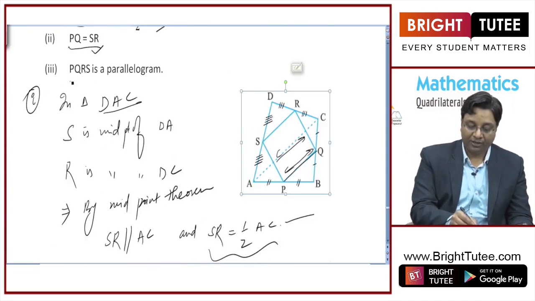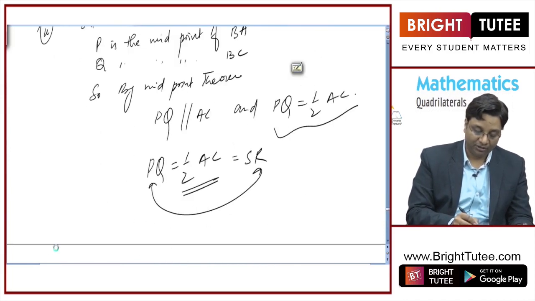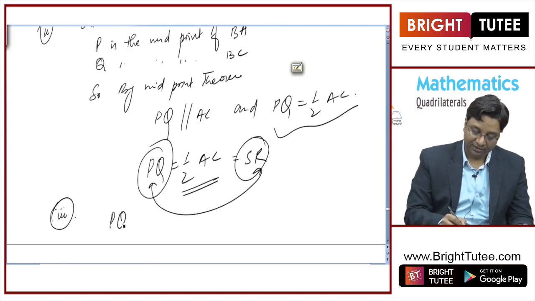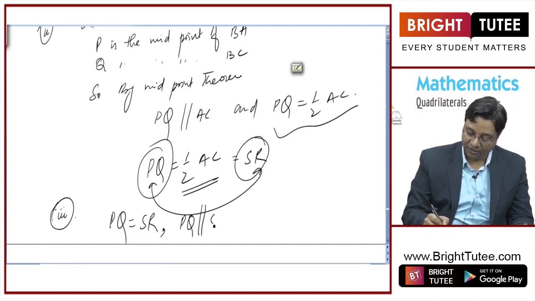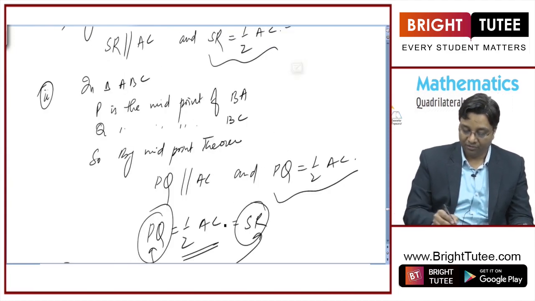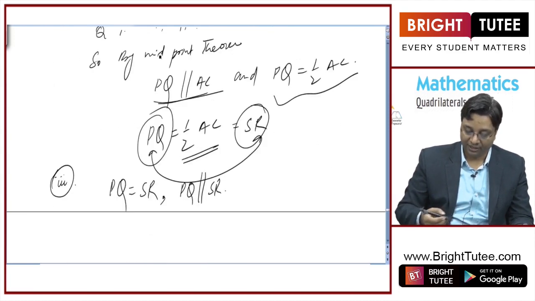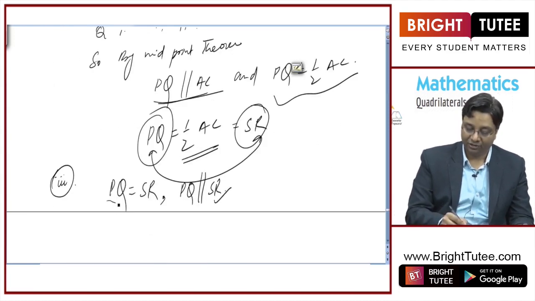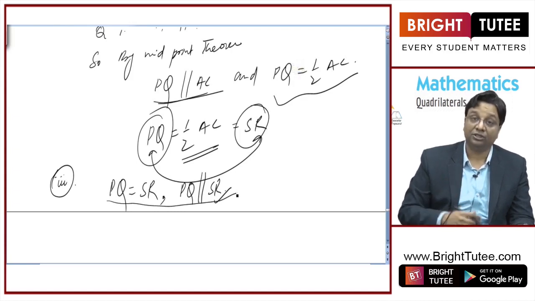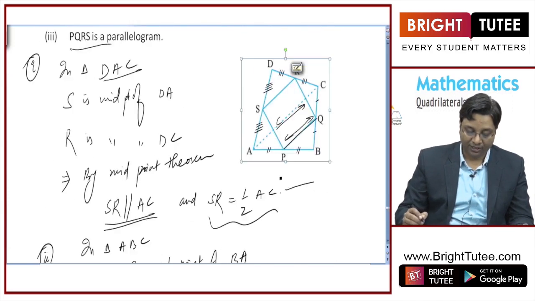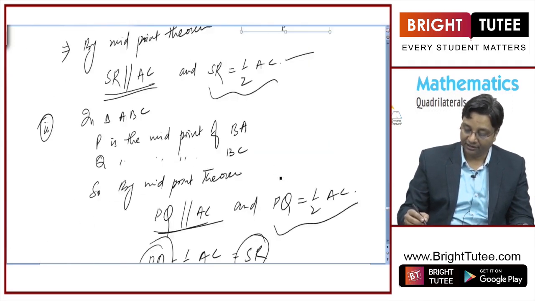Now notice PQRS is a parallelogram. What we need to show is that PQRS is a parallelogram, which is very easy for you to show. One of the statements that you will make is PQ is equal to SR, and PQ is parallel to SR. Why is it so? Because PQ is parallel to AC, SR is parallel to AC. So PQ will be parallel to SR also, right? And once you have said these two statements, PQRS is a parallelogram.